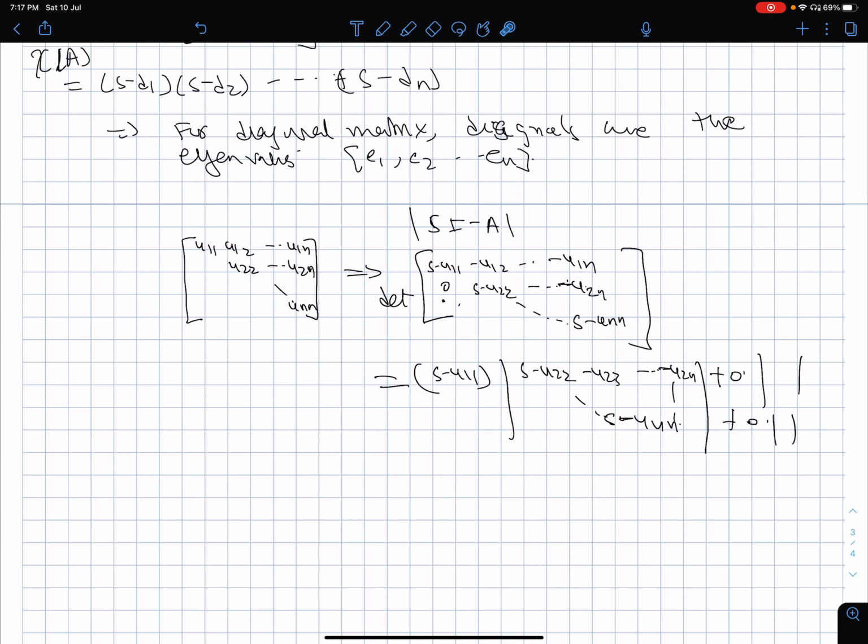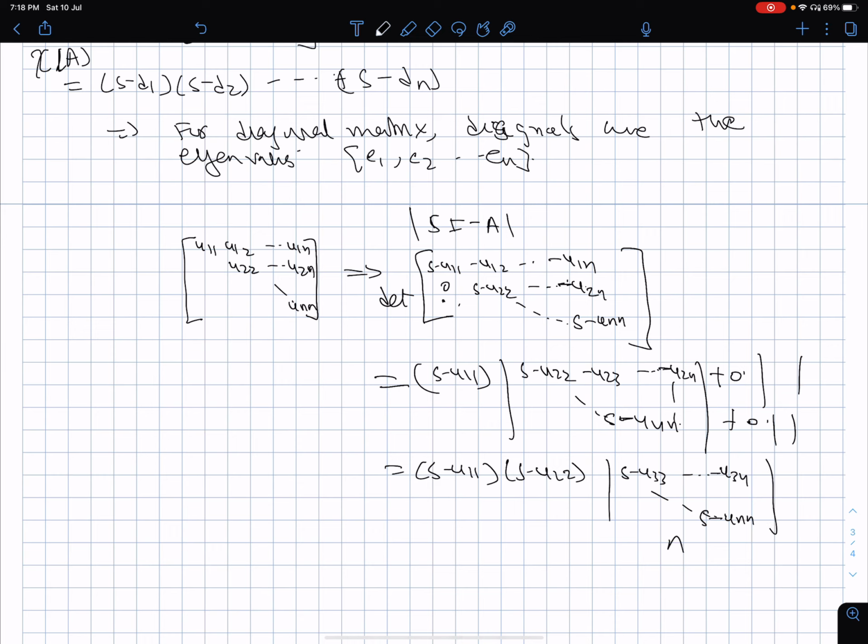But this is also an upper triangular matrix. So when you expand on its determinant, it is going to be s minus u11, and the next time you will take s minus u22, because you are again going to do a column wise expansion, and then here onwards it will be s minus u33 to minus u3n and so on up to s minus unn.